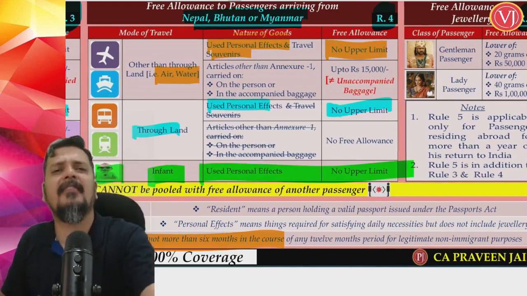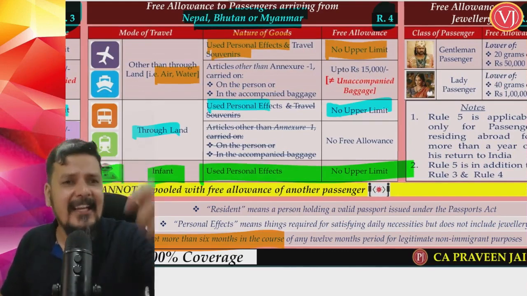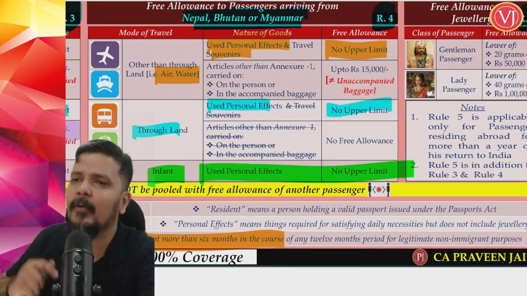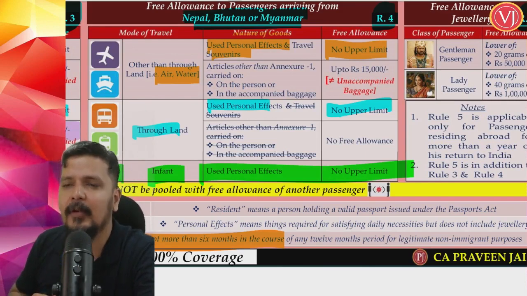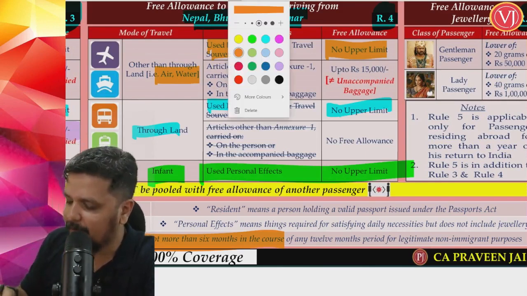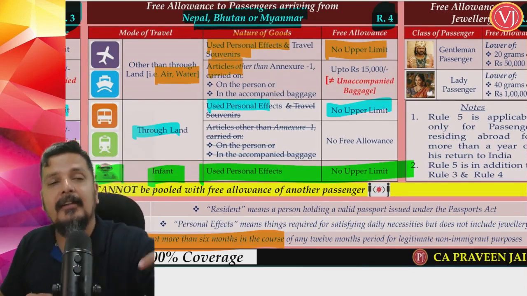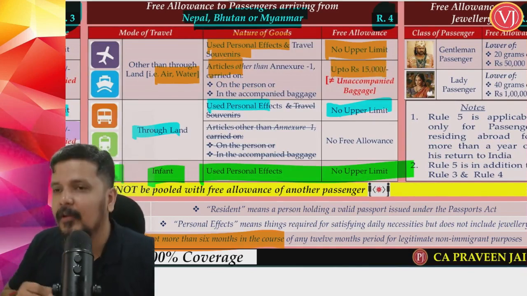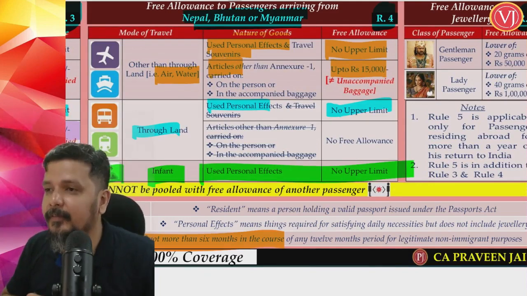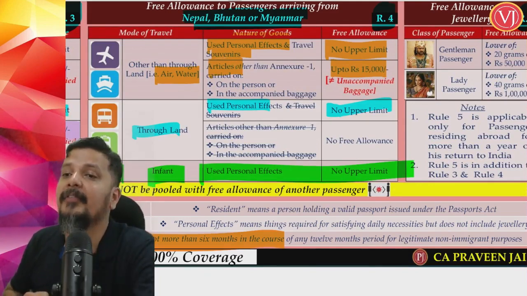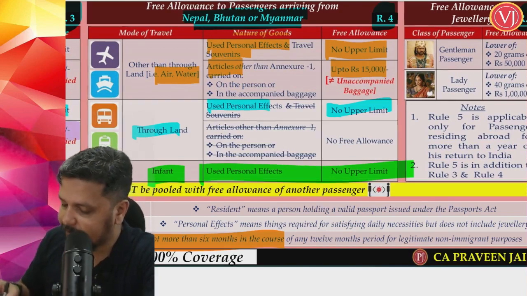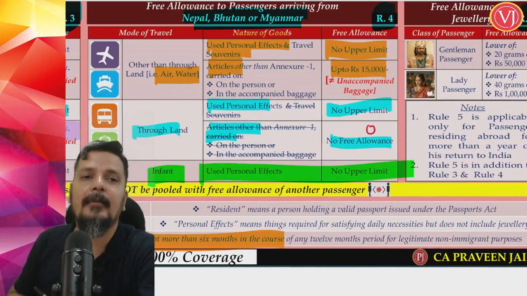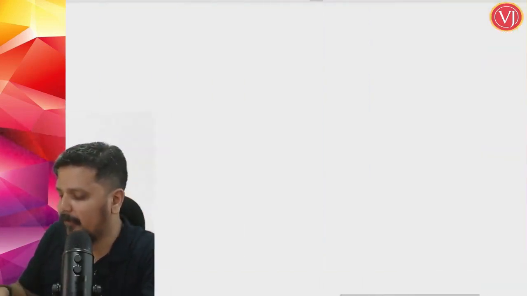Even here, there is no difference. Be it Rule 3, be it Rule 4, be it any type of passenger, be it any type of route, used items have unlimited exemption. The difference is only in new items. The lower exemption of Rule 3 is the higher exemption of Rule 4. First category in Rule 4 is 15,000. Second category, no exemption. You can remember it this way.